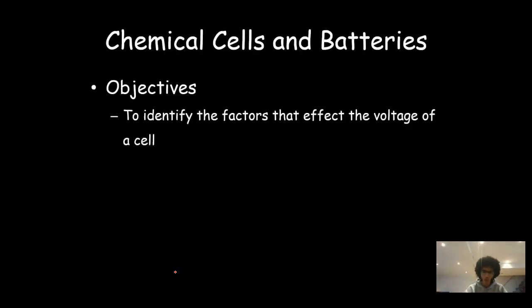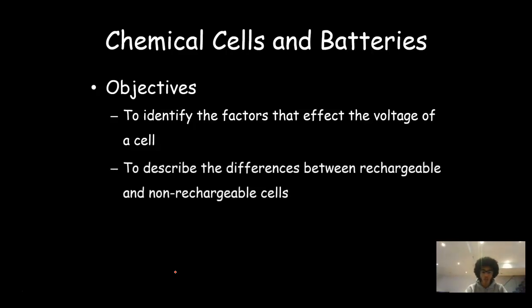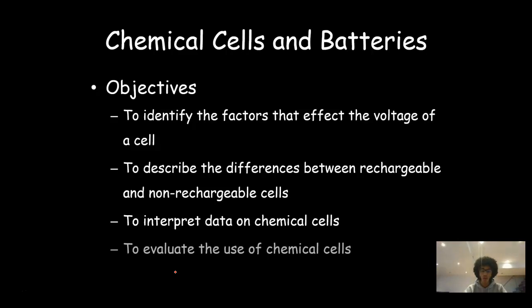In terms of the stuff that we're going to go through in this video, we're going to go through the factors that affect the voltage of a cell. We're going to describe the differences between rechargeable and non-rechargeable cells. We're going to interpret data on chemical cells. And then finally, we're going to evaluate the use of chemical cells. I'll be touching very lightly on the final one, evaluate. I'll be focusing a lot more on the science of how these chemical cells actually work.